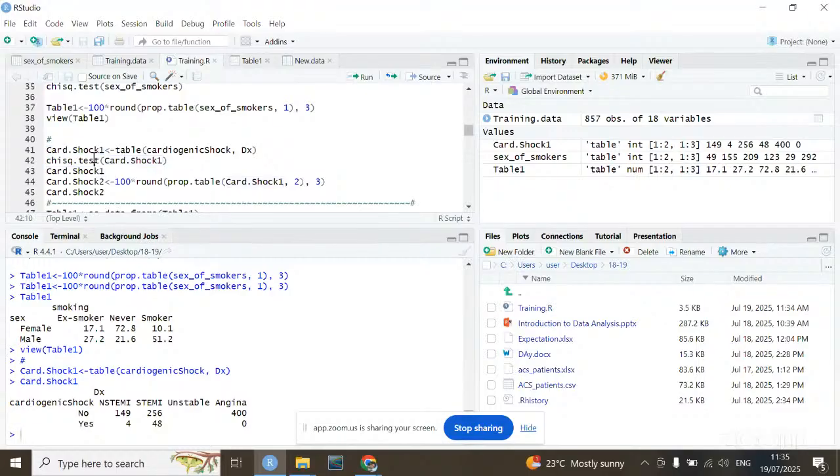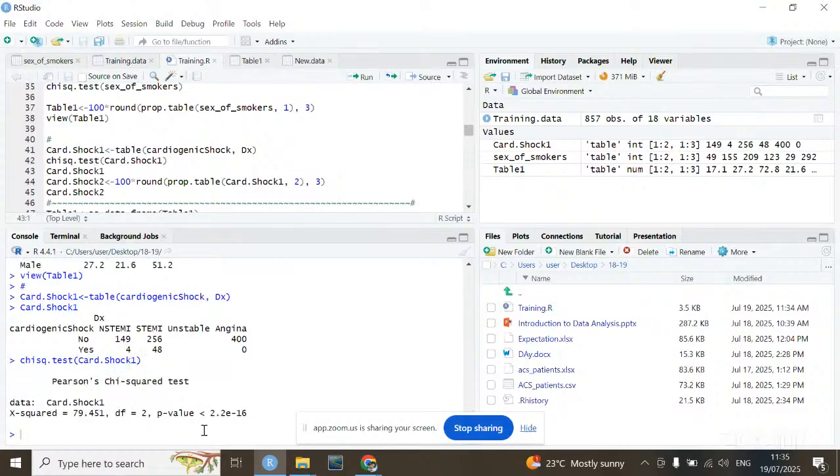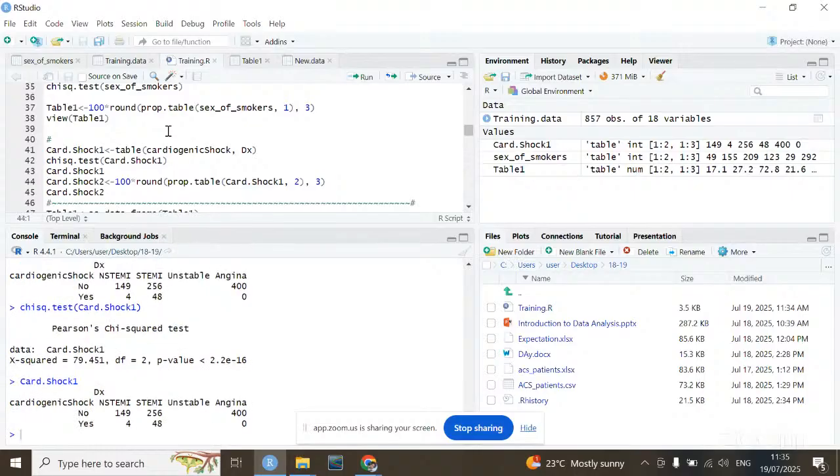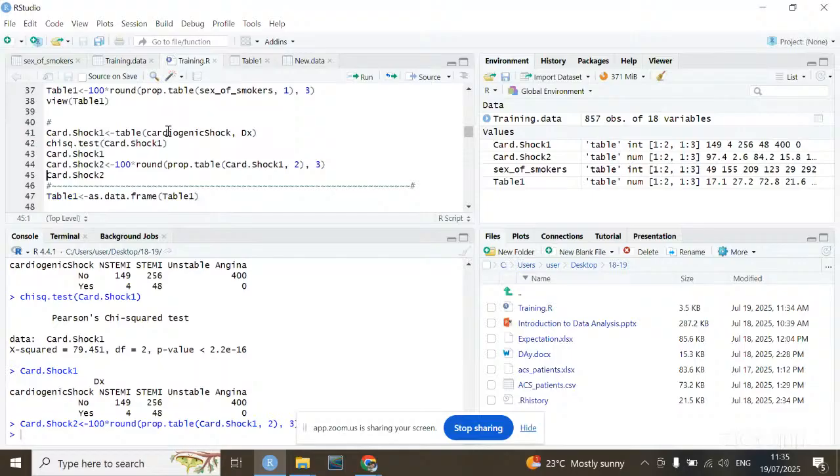If we test for the relationship using the chi-square test, we'll see that there's a significant relationship. So we could use this data to generate a proportion table.